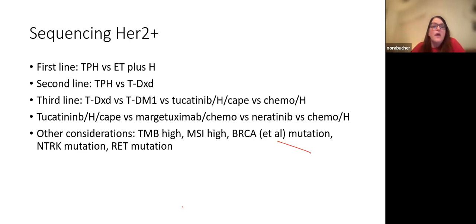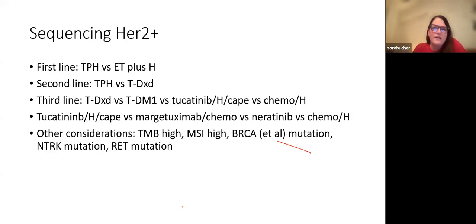So with sequencing HER2 positive breast cancer, as you know, we often use TPH, which is Taxotere, Perjeta, and Herceptin, versus endocrine therapy plus Herceptin in the first line. And then in the second line, depending on what a patient has received before, we progress down the lines of therapy. And you can see that TDXD coming up again.